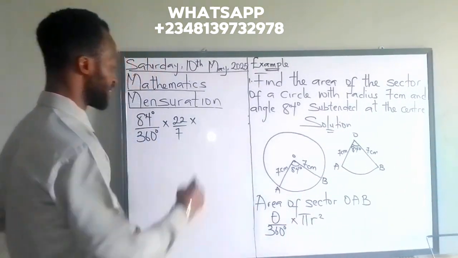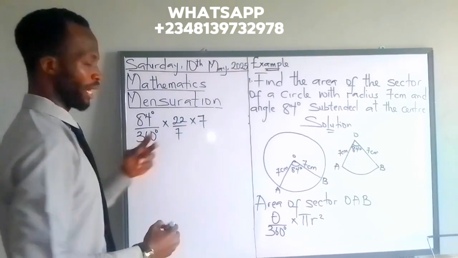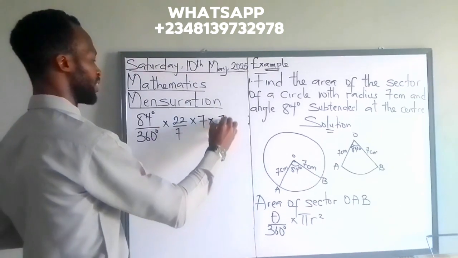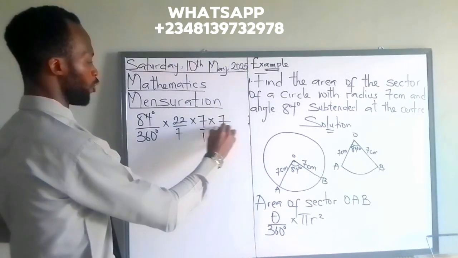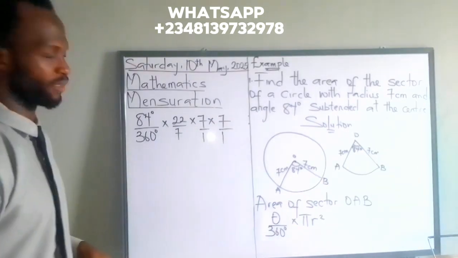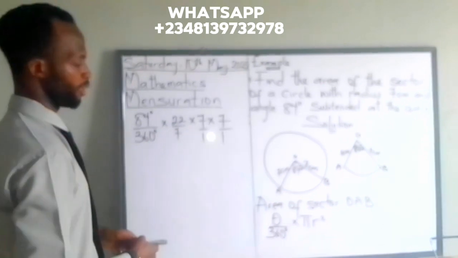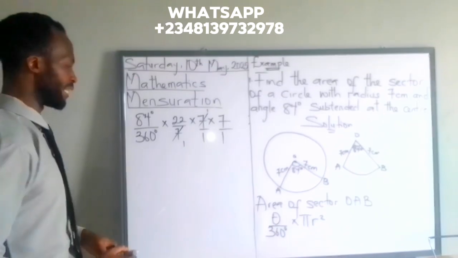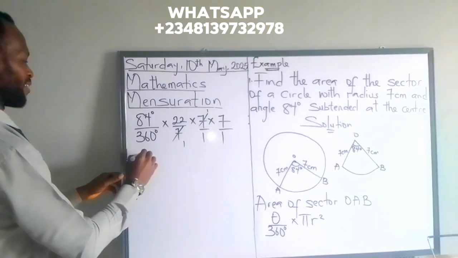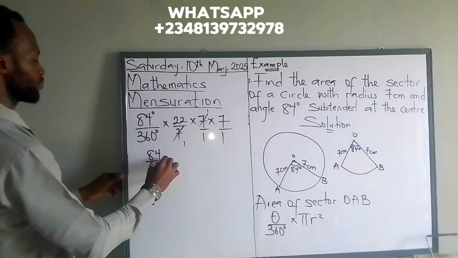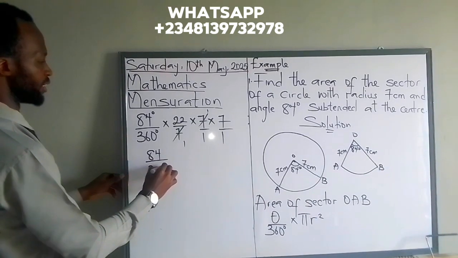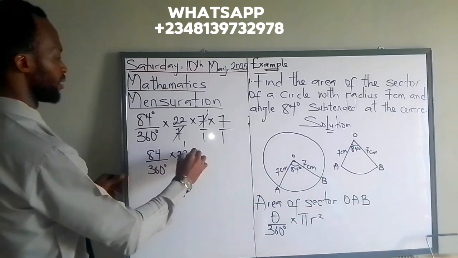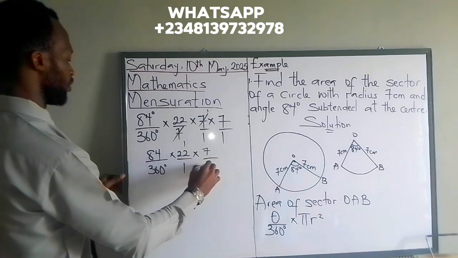R squared means that 7 centimeters will appear twice. That's 7 squared, 7 times 7, so this will go over 1. Express everything as a fraction to make it easier to solve. So 7 over 1, 7 over 1. So we have 84 divided by 360 degrees times 22 over 1 times 7 over 1.